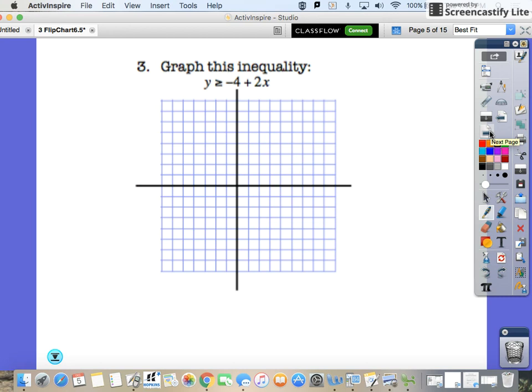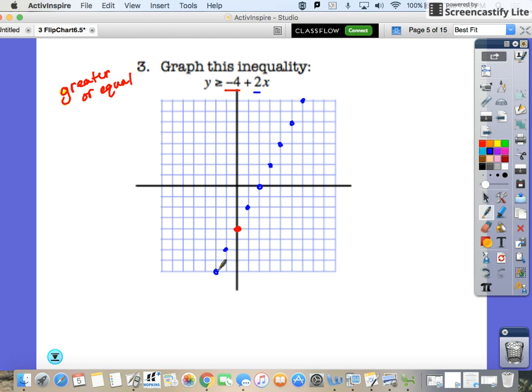Okay, so let's graph one of these. It says graph the inequality y is greater than or equal to. This one is greater than or equal to. So first thing we do is we start with the y-intercept, which is negative 4. So we're going to go 1, 2, 3, 4, down. Our slope is 2, so 2 over 1, rise 2, run 1, rise 2, run 1. Or down 2, back 1, down 2, back 1.